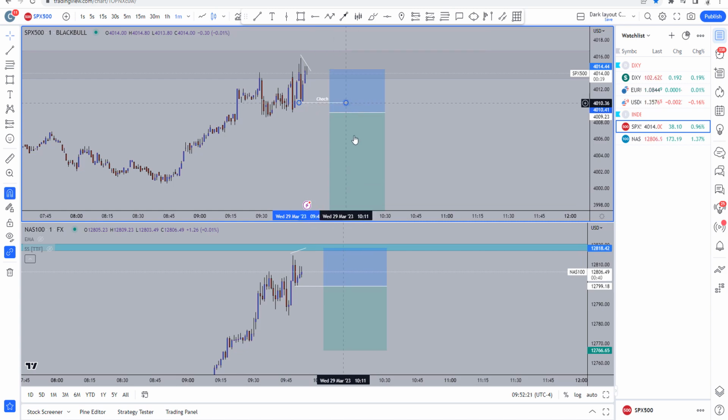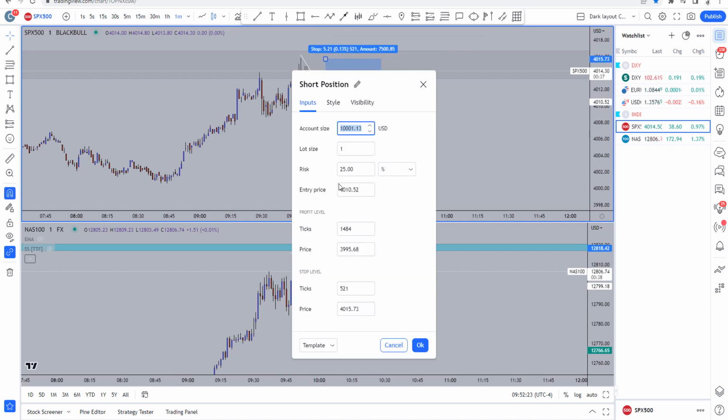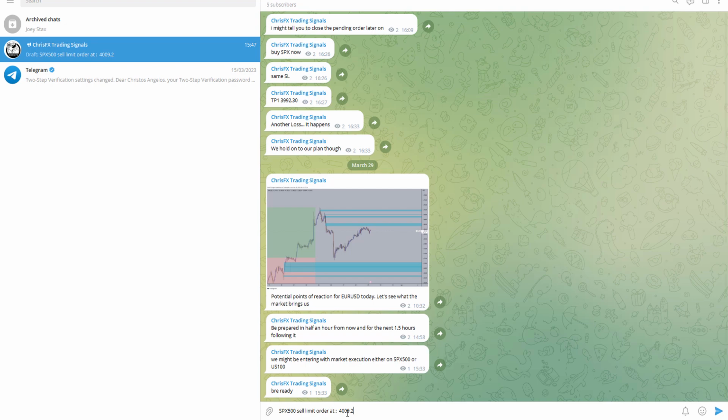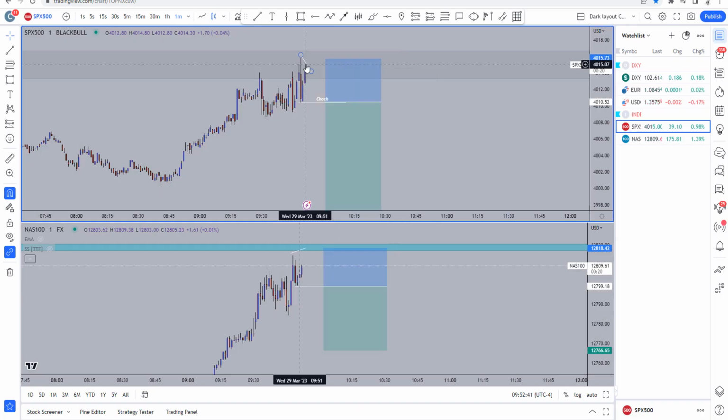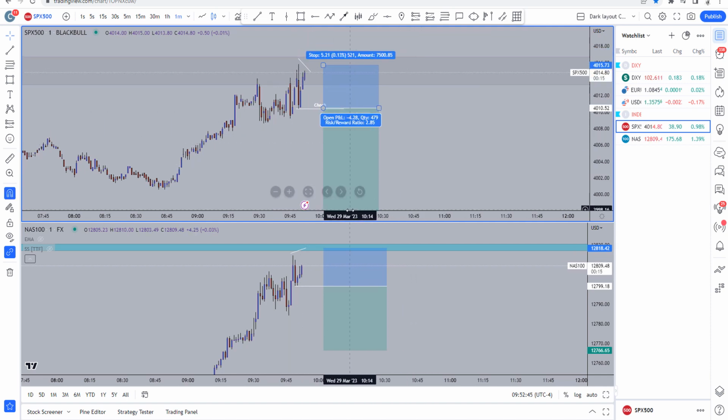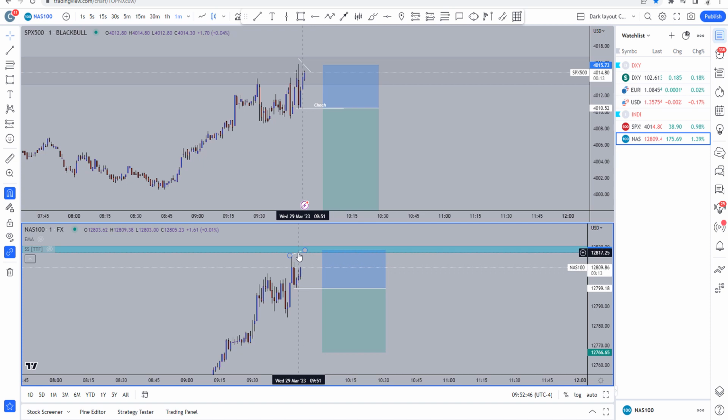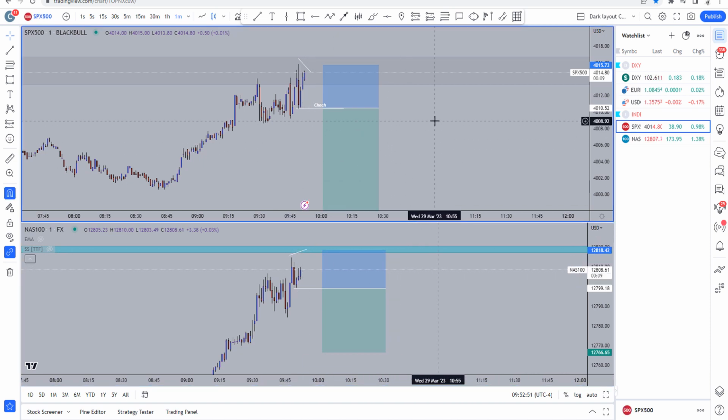And here we go, this will be the new change of character. So if we enter now, it will be from this price right here. Let's leave this one over here to check out for the potential divergence and the potential scenario that I talked about.